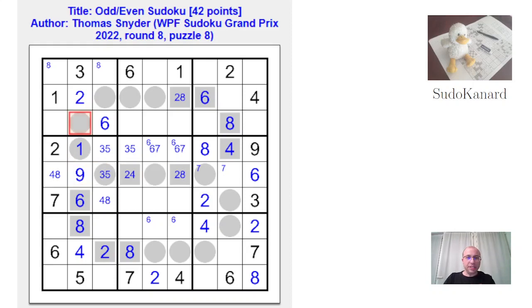Alright, so this is now 7. So we get a 7 around here, which makes this a 6, that's a 7, and the last 6 is here. I think we have all 6s in the grid. So in this column we still need 3, 5, and 9. So this is 5 or 9.